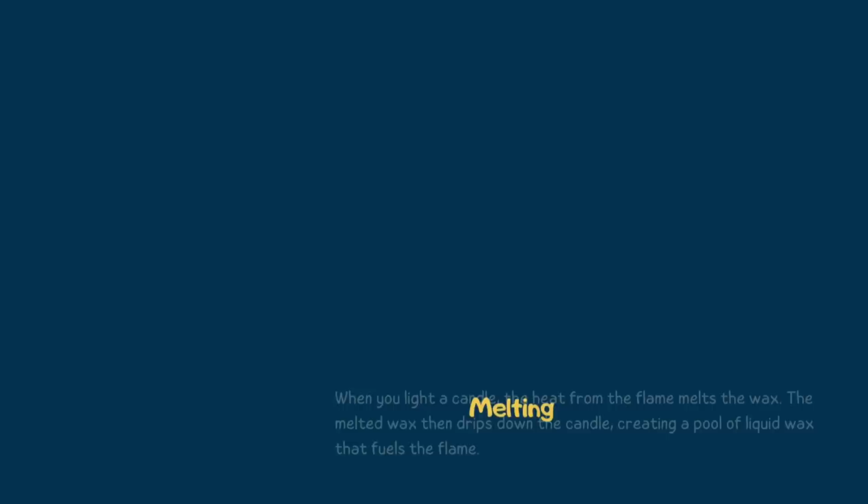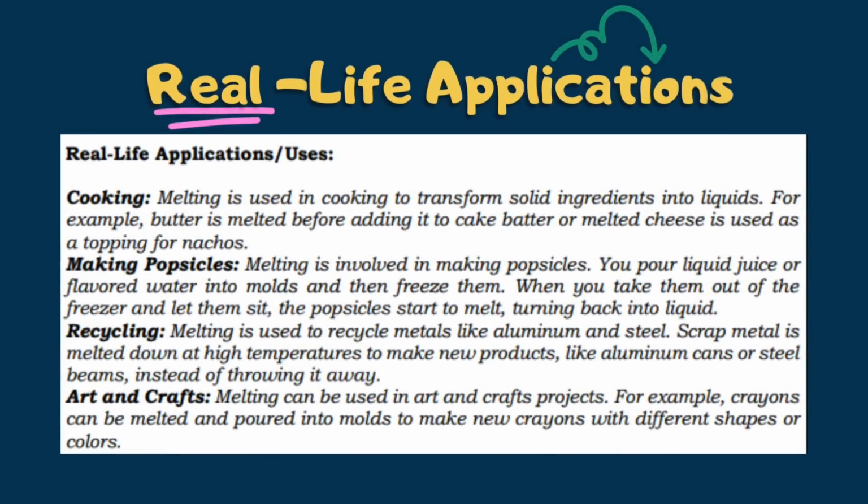Okay, so let's have real life applications of melting. Cooking. Melting is used in cooking to transform solid ingredients into liquids. For example, butter is melted before adding it to cake batter, or melted cheese is used as a topping for nachos. Making popsicles. Melting is involved in making popsicles. You pour liquid juice or flavored water into the molds and then freeze them. When you take them out of the freezer and let them sit, the popsicle starts to melt, turning back into liquid.